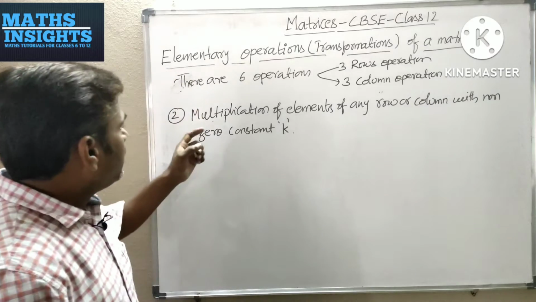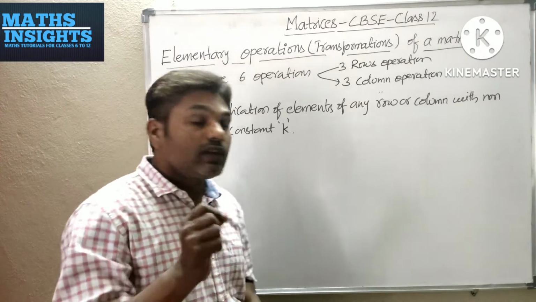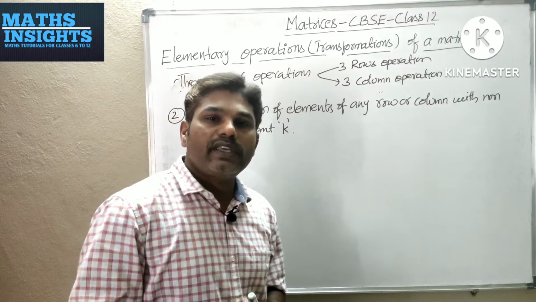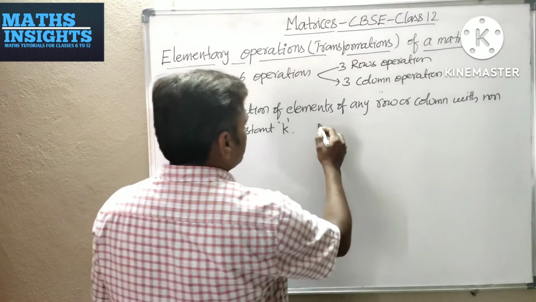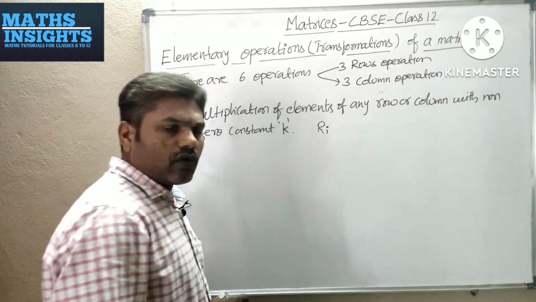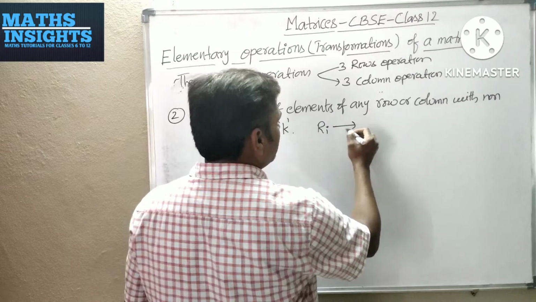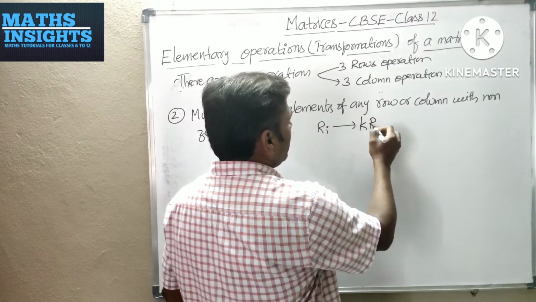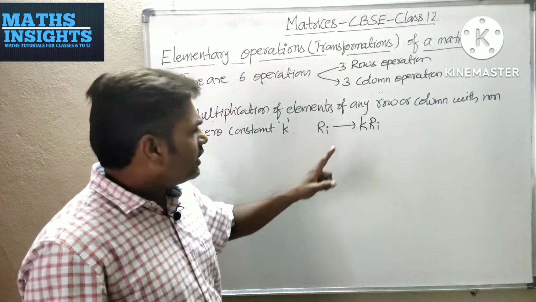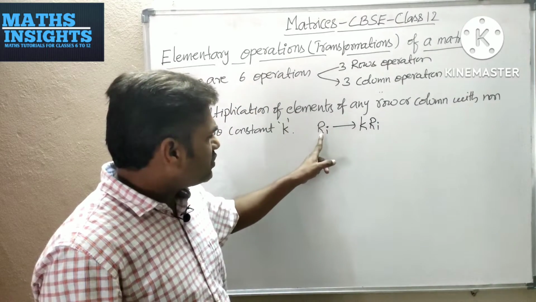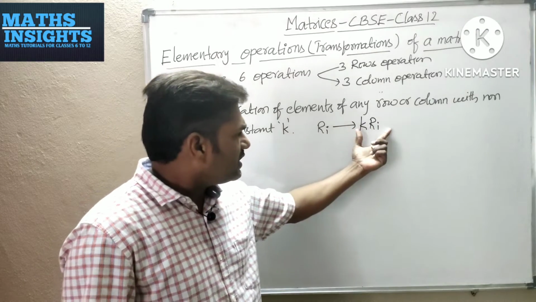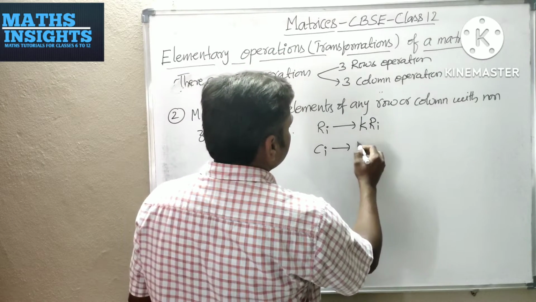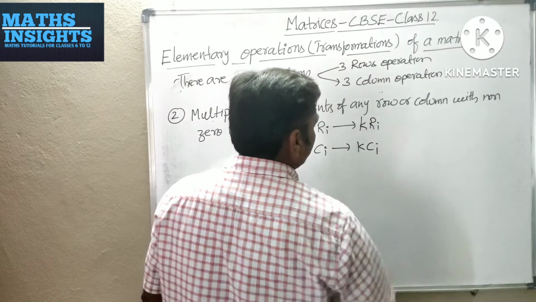The second operation is multiplication of the elements of any row or column with a non-zero constant. Let that constant be k. Suppose Ri, that means the ith row. If you multiply the elements of this ith row with a constant k, you can write this operation as Ri becomes k into Ri. You have to write it only one way, because you are transforming this row only. Similarly, for the column, it can be written as Ci becomes k into Ci.